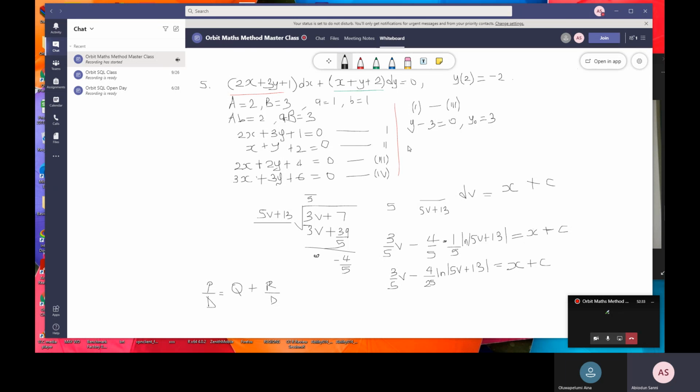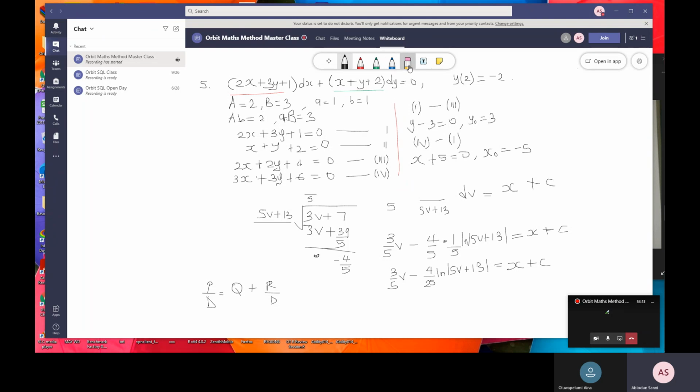I will now say, to eliminate y, let me just do equation 4 minus 1. You can do 1 minus 4, any which way you want to do it. Equation 4 minus 1. By doing equation 4 minus 1, I will have 3x minus 2x, which is x. 3y minus 3y gone, 0. 6 minus 1, that's 5. 0 minus 0 is 0. So that implies that what? I will say x naught is equal to minus 5.